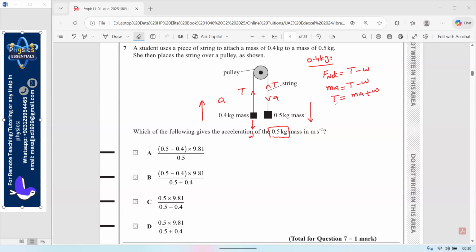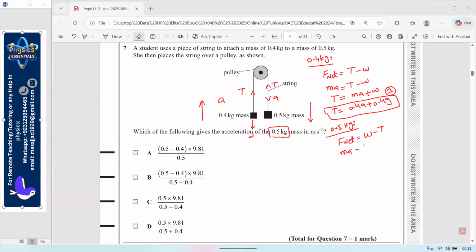From here the answer is going to be, just put the mass: 0.4 A plus 0.4 G. This is equation number 1. Then for 0.5 kg, again you will apply F net. F net is now W minus T because 0.5 kg mass is going down. So weight is the winning force, tension is the losing force, it is negative.